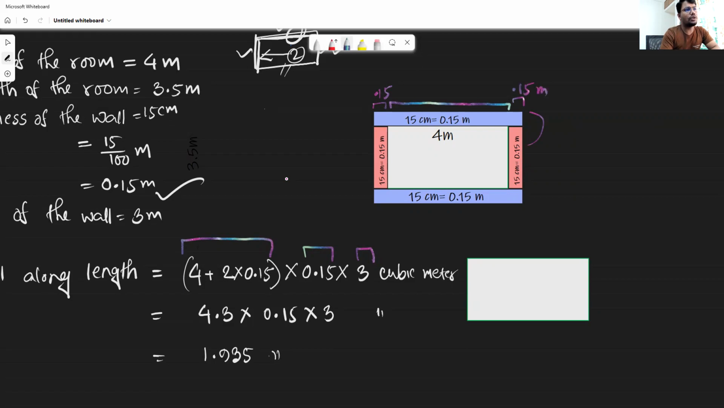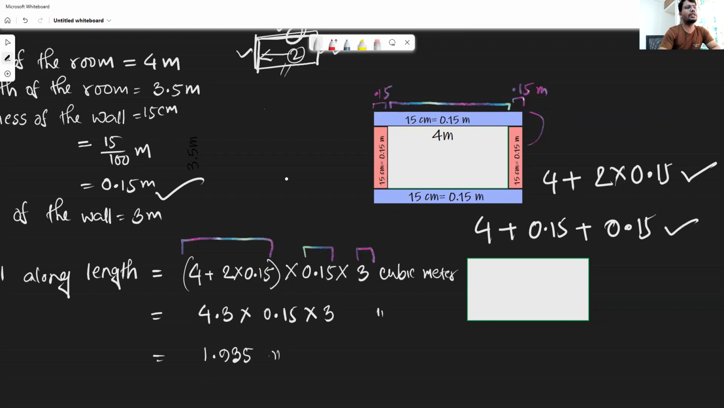So what will be the new length? The previous length was 4. So the new length is 4 plus 0.15 plus 0.15. You can also write in this form: plus 2 into 0.15. Both are the same, no problem. You can apply this format or this format. This is the new length, and this is the breadth.